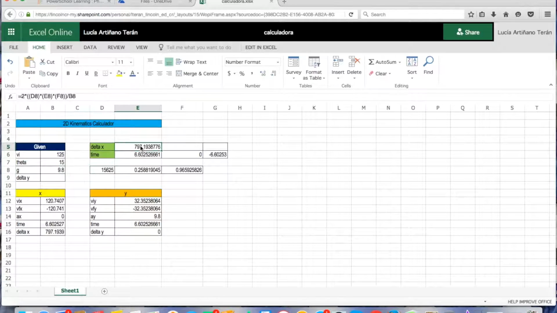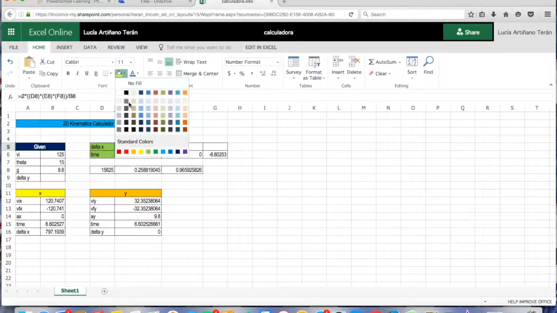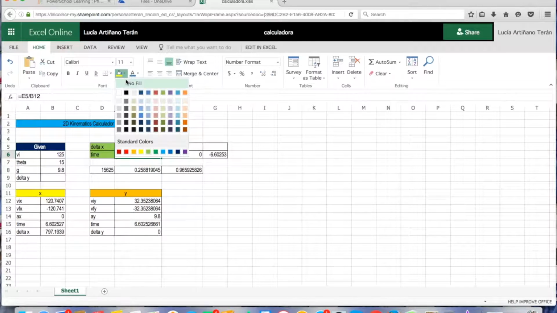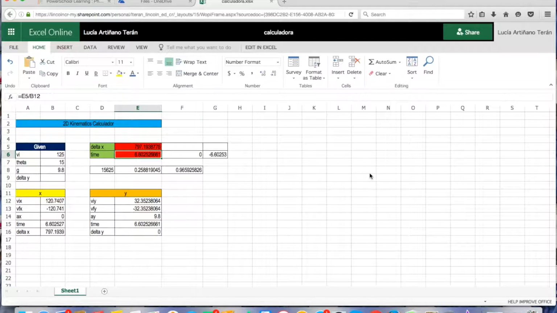So then to find the time, what we do is use cosine of theta, which is 15, times 125, which is the velocity, and that equals the x velocity. And x is in meters per second. Therefore, 121 is equal to 797, which is the displacement in x, over the time, and that is equal to 6.5.